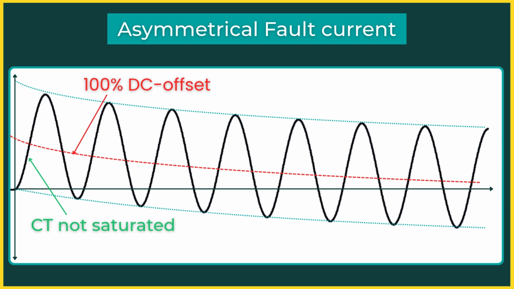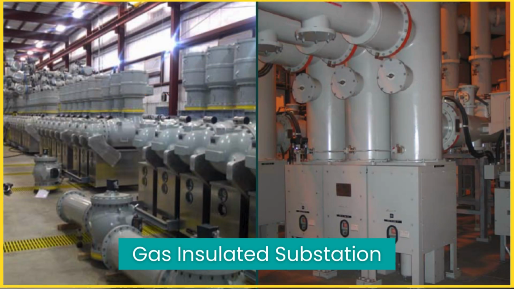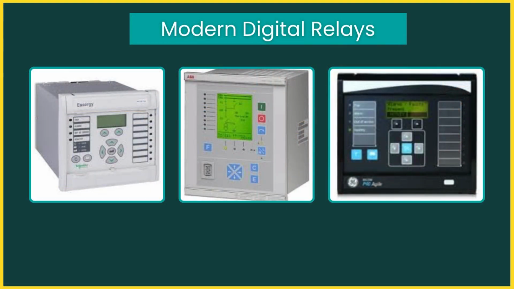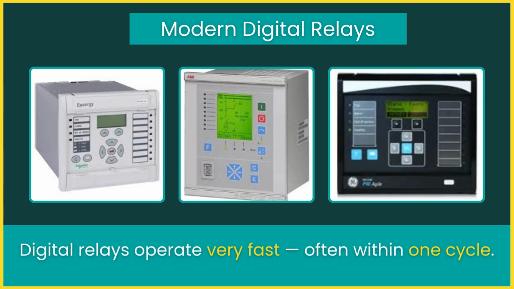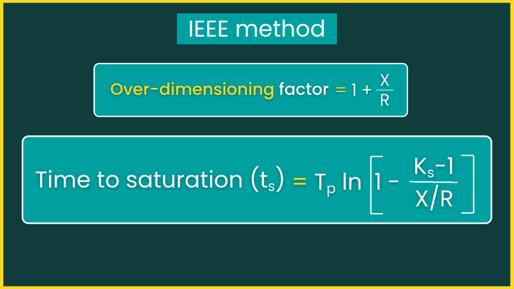It looks simple, but in reality, designing a CT that large is not always possible. This is especially true in compact setups like gas-insulated substations, where installation space is limited. Fortunately, modern digital relays help us address this issue. We know that digital relays operate very fast, often within one cycle. That means the CT only needs to give a saturation-free output for a short duration, typically less than 10 milliseconds. So instead of designing the CT for the entire fault duration, we optimize it for the required operating window. IEEE provides a time-to-saturation formula that helps calculate the optimum overdimensioning factor for that time frame.